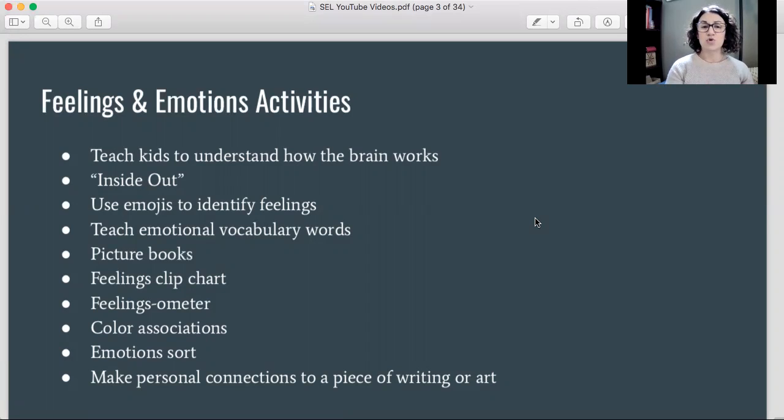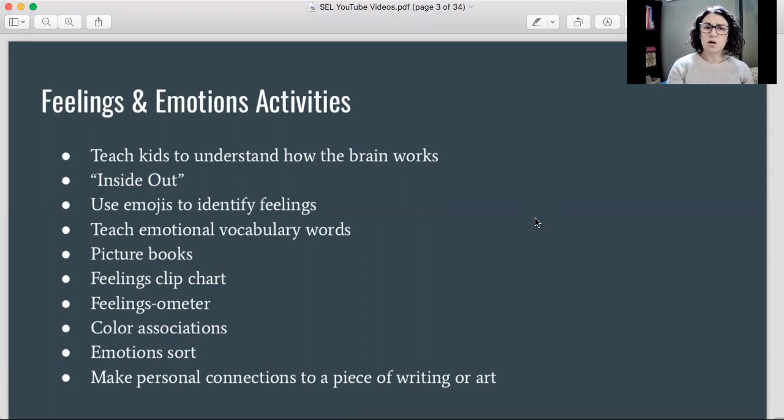Other ideas, and I'm going to skip down the list because another really important thing that we need to do with kids in order to help them understand their feelings and their emotions is give them the words. So almost halfway down the list, you'll see teach emotional vocabulary words. We have to provide them with the words to use so that once they know that they're feeling something, they recognize that. We need to give them the words to label it. We can't get to self-regulation without being able to verbalize how we're feeling. So that's really important.